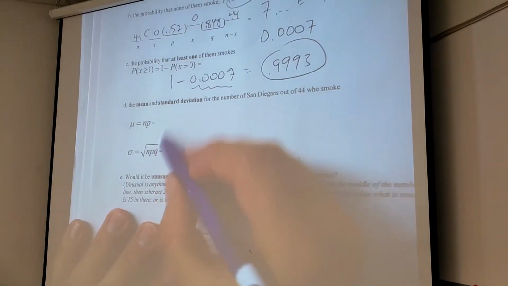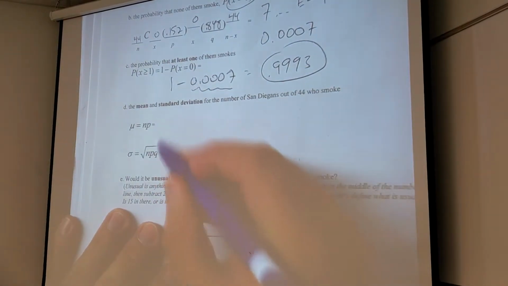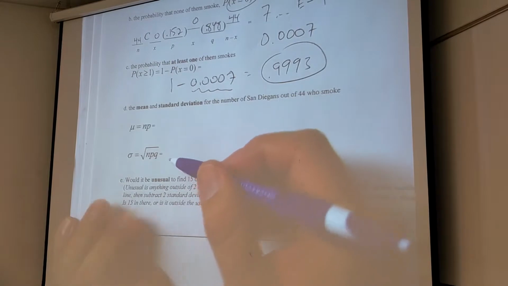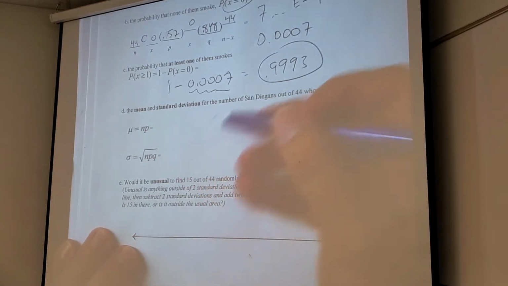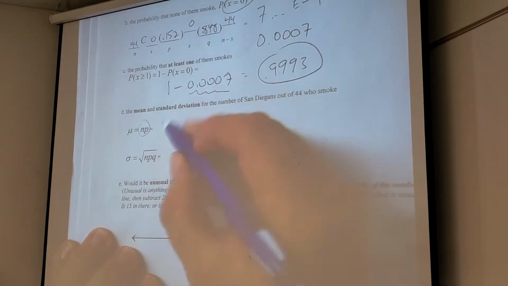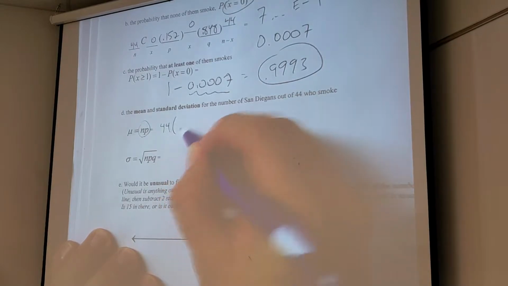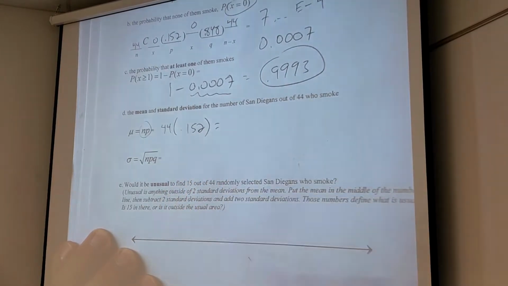So these are the little tiny beautiful formulas. Thank the gods, I don't need to make tables or any of that. This is brand new to us. N times P, so that's going to be 44 times 0.152. What do you guys get for that?